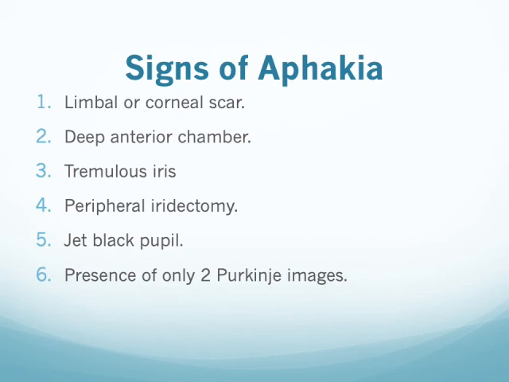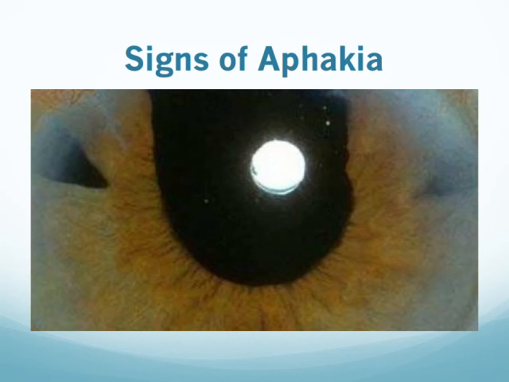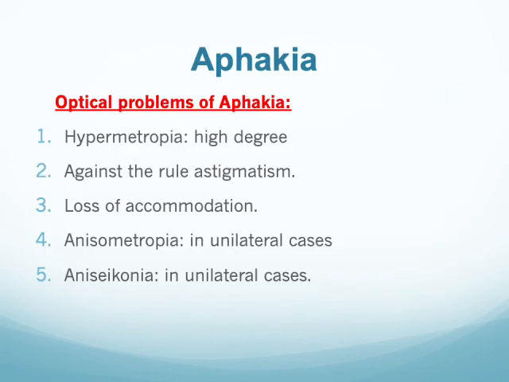Jet black pupil, the color of the pupil is jet black, and presence of only two Purkinje images due to disappearance of the Purkinje image of the lens. The optical problems of aphakia: of course, if you remove the lens, the patient will have hypermetropia, against-the-rule astigmatism due to the incision of the cataract, and loss of accommodation because the lens function is accommodation.